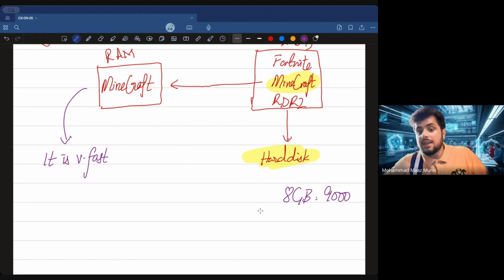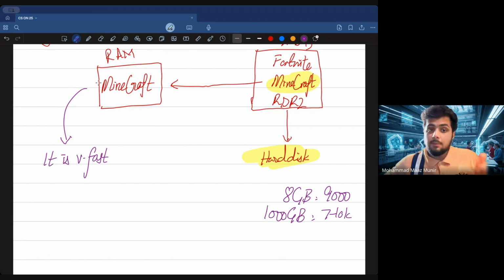At the same time, I can get like 1,000 GB worth of hard disk for around the same price, maybe around 7 to 10,000. Okay. Now you just see, I'm getting like maybe more than 100 times more storage. Why? We have both of these things, but why is RAM so expensive? RAM is so expensive because there is a point behind that. RAM is very fast if compared to hard disk.